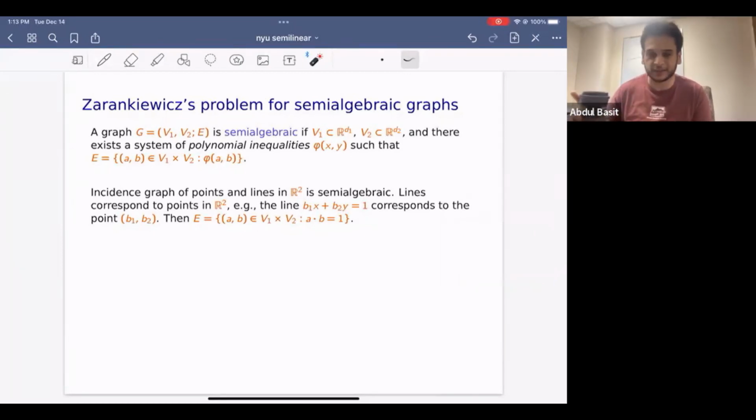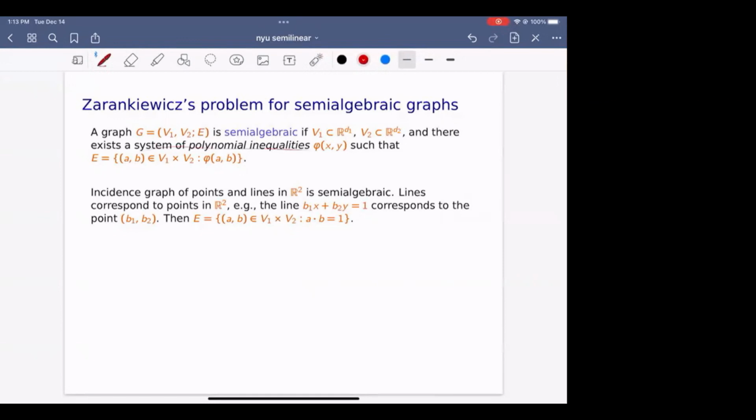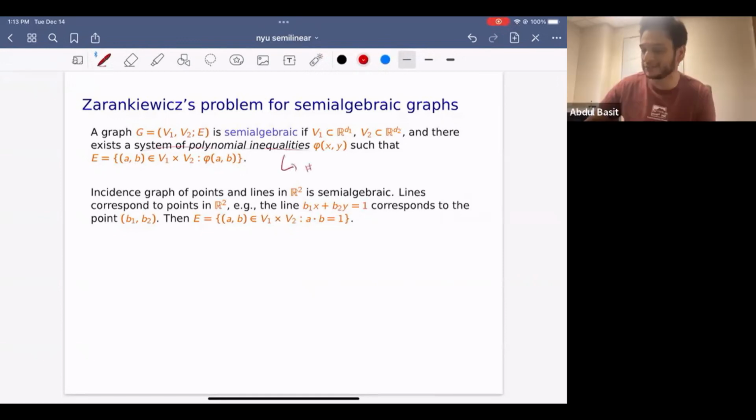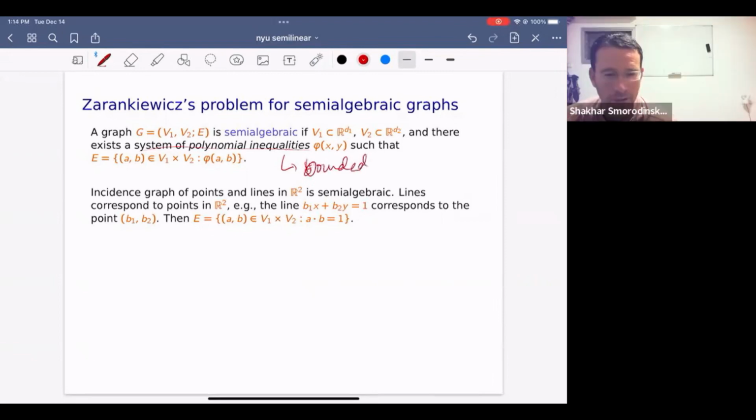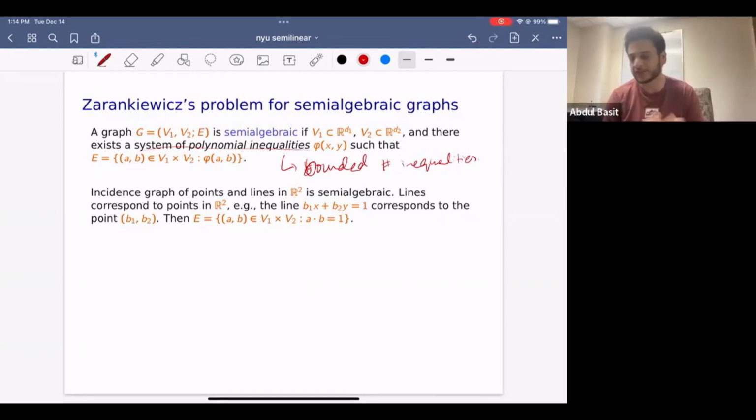I should say that here as well. For the system of polynomial inequalities, the number of inequalities is bounded, and also the dimension. You could call it D-semi-algebraic, where everything is bounded by D: the dimensions, the degree of the polynomials, everything is bounded.